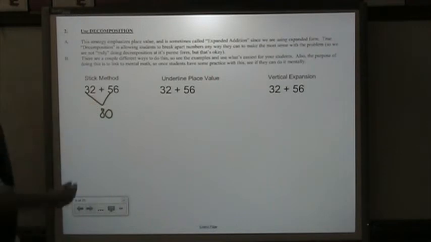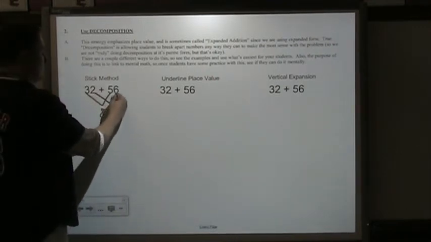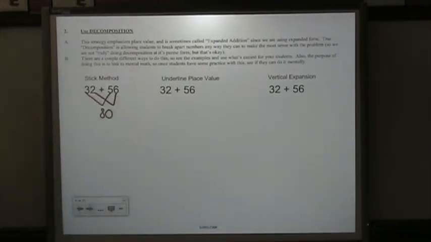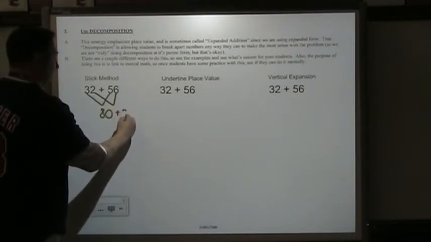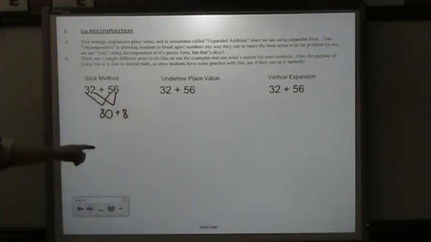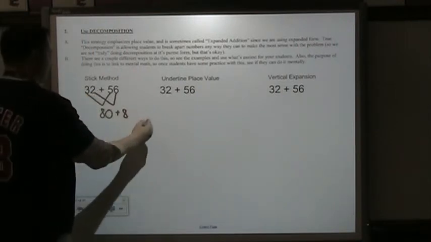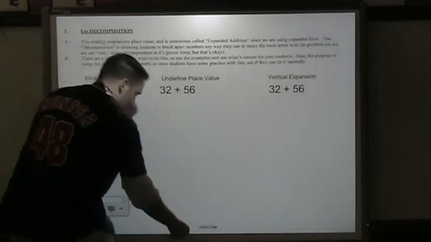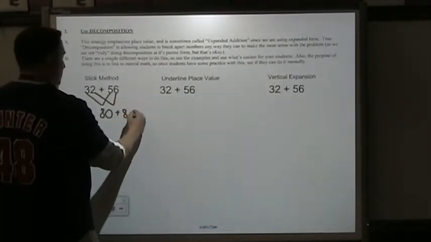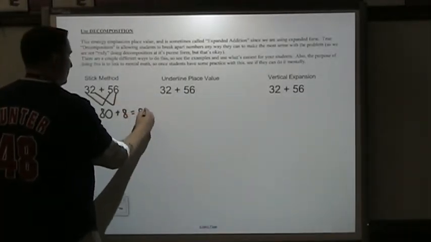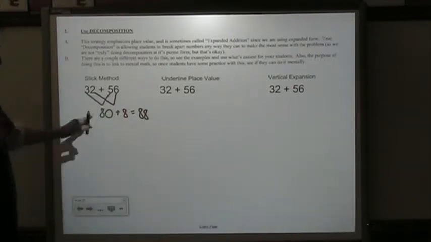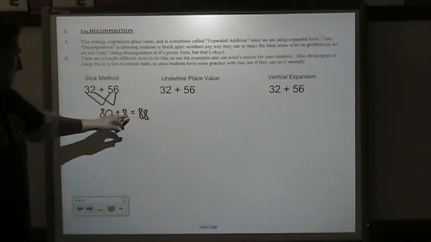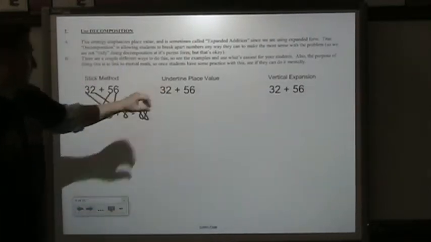But 30 plus 50 is 80. And your next, the two numbers you have left, the ones place, 2 plus 6 is 8. So I put a plus 8 because I'm adding those two things together. Okay, our little adding sign. And so my answer ends up being 88. And you could use color coding on this last part if you wanted to put an 8 for this place and an 8 for this place. Maybe we'll try that here.